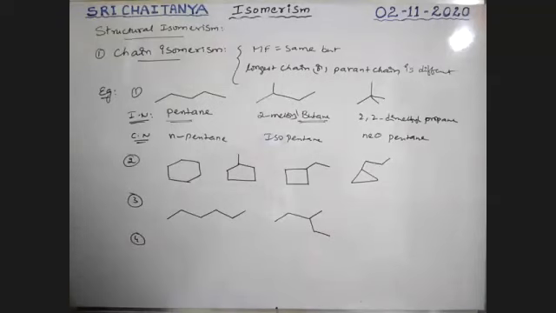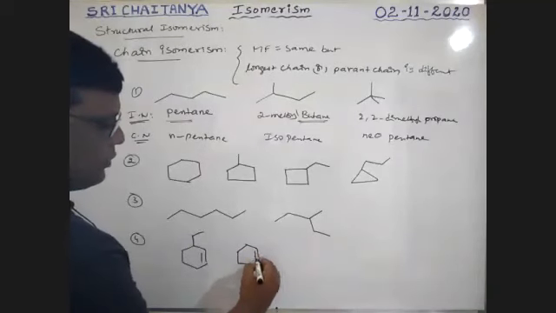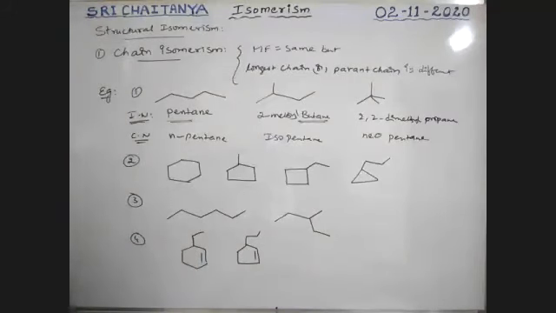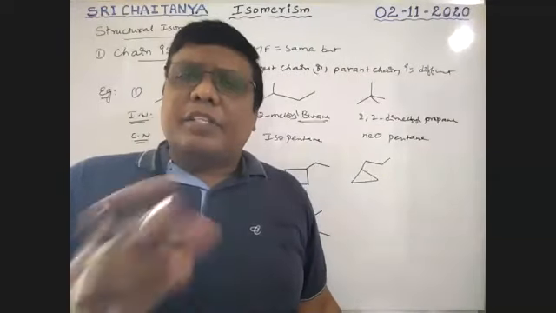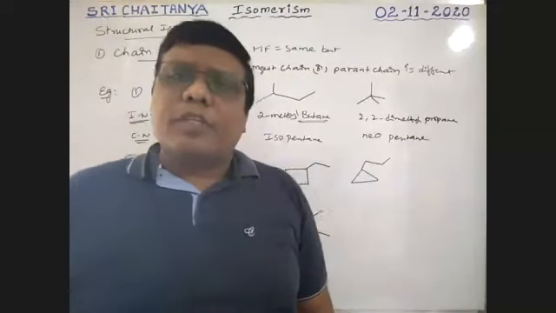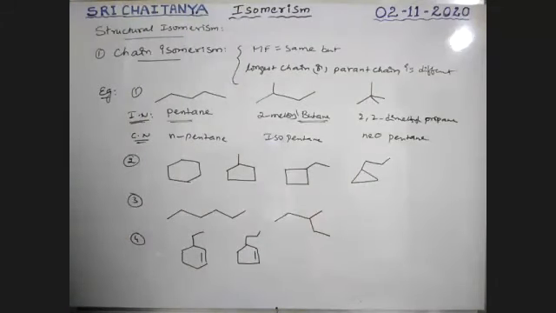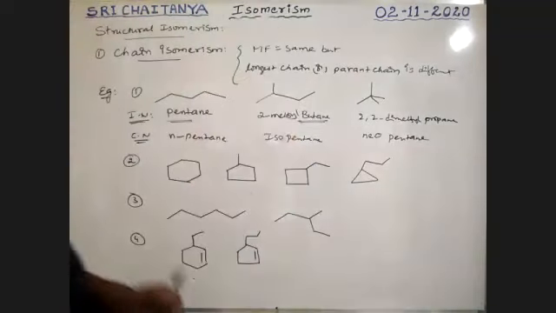Next, see here, a 6-membered ring, boys. I am writing a 5-membered ring with double bonds. These two are chain isomers. That means if the number of carbons in the ring is different, automatically they are chain isomers. So this is about chain isomerism. Next, second subheading, positional isomerism.